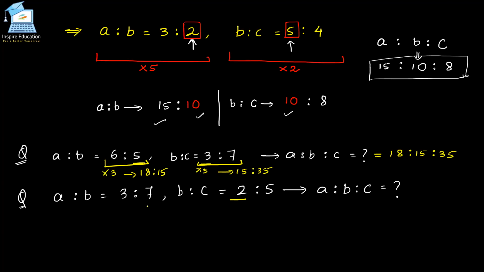Okay, here we have 2, we have 7. So there is nothing common between 2 and 7. That means we need to multiply this ratio by 7 and we need to multiply this ratio by 2. So if we multiply this 2 by 2, we will get 6 is to 14. And if we multiply this 7 by 7, we'll get 14 is to 35. So the final answer is 6 is to 14 is to 35. Okay.